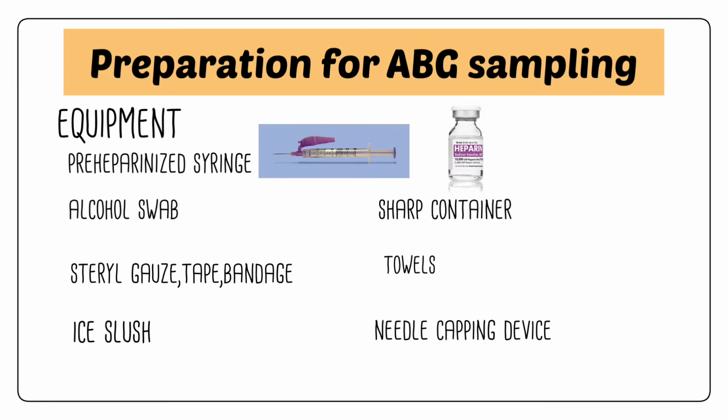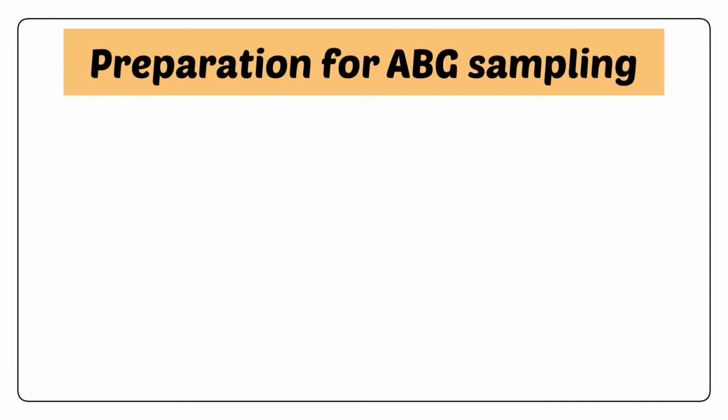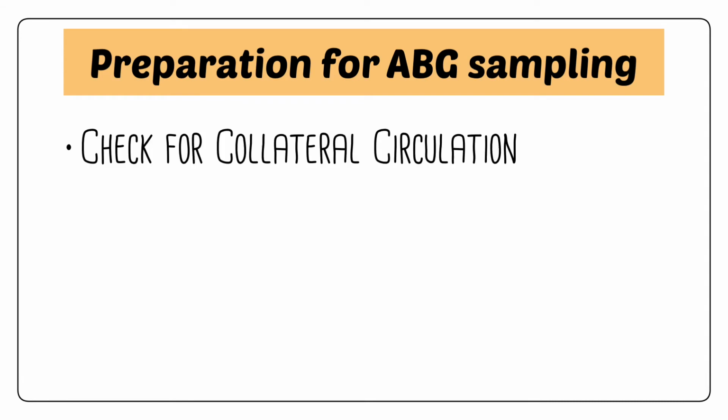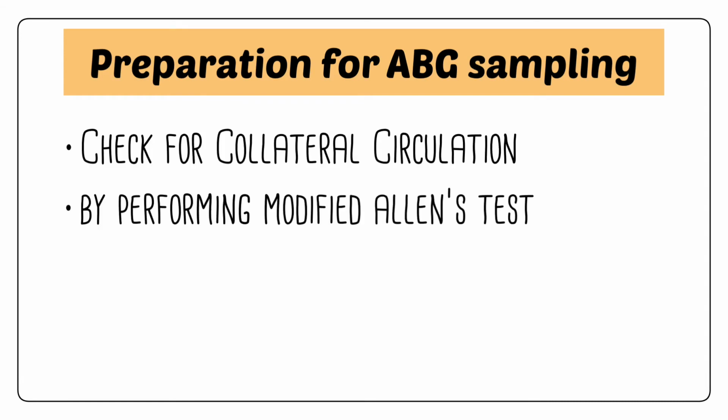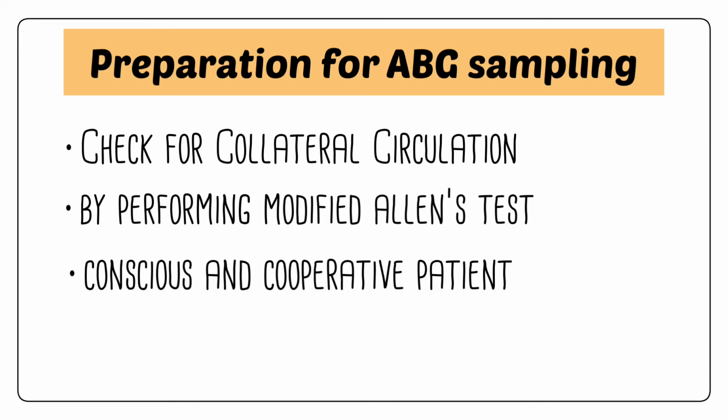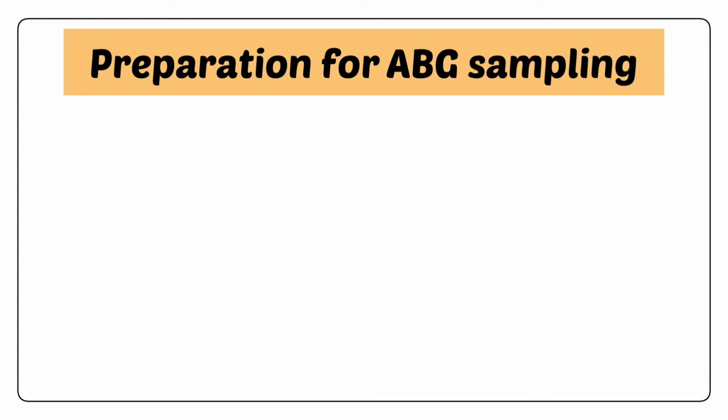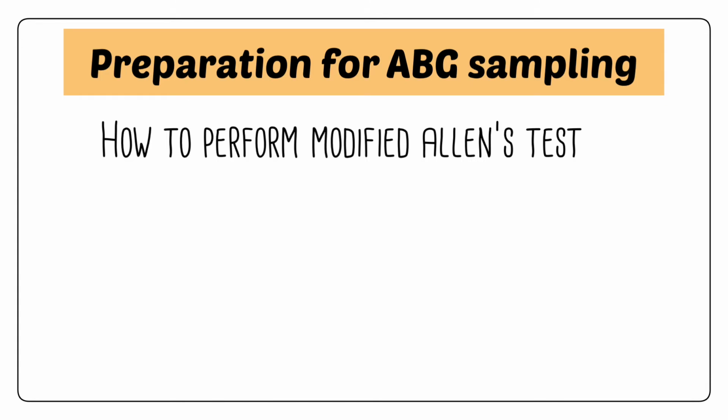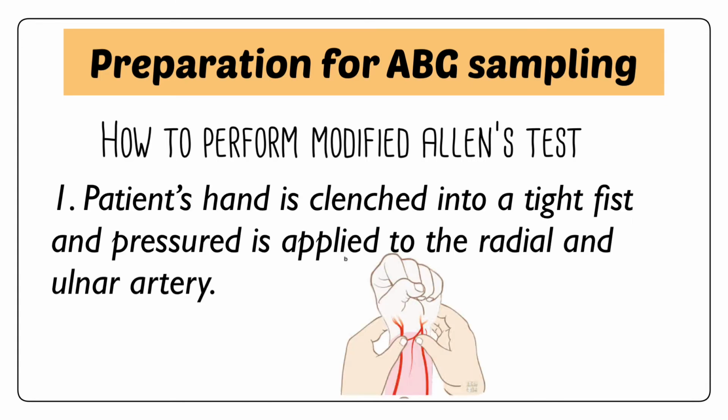But before we start, first and foremost, we have to check for collateral circulation. To do that, we have to do the modified Allen test. But we can only perform the modified Allen test for a patient who is cooperative and conscious. To perform the modified Allen test, the patient's hand is clenched into a tight fist and pressure is applied to the radial and ulnar arteries for 10 seconds.